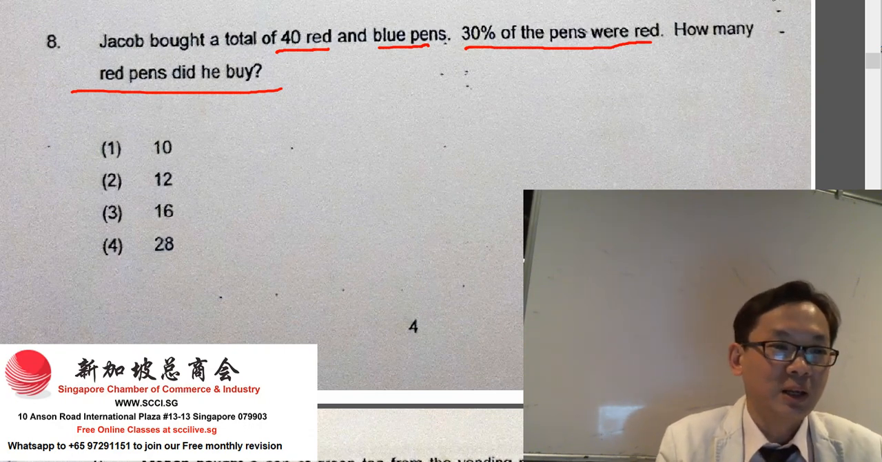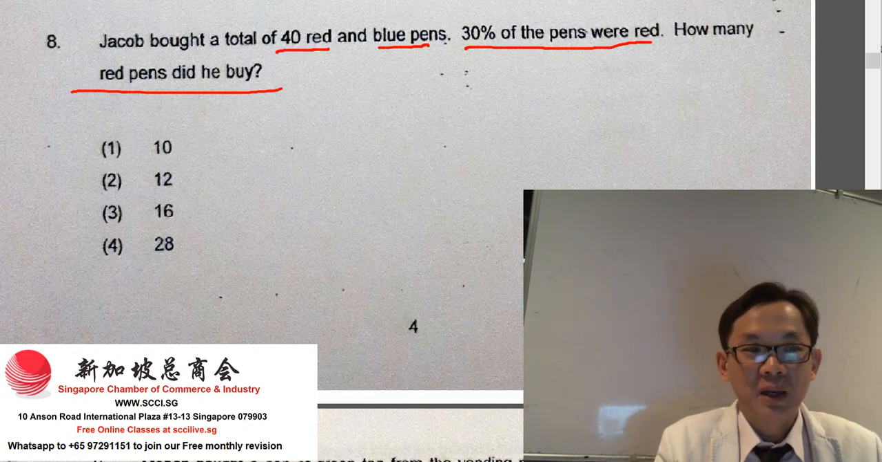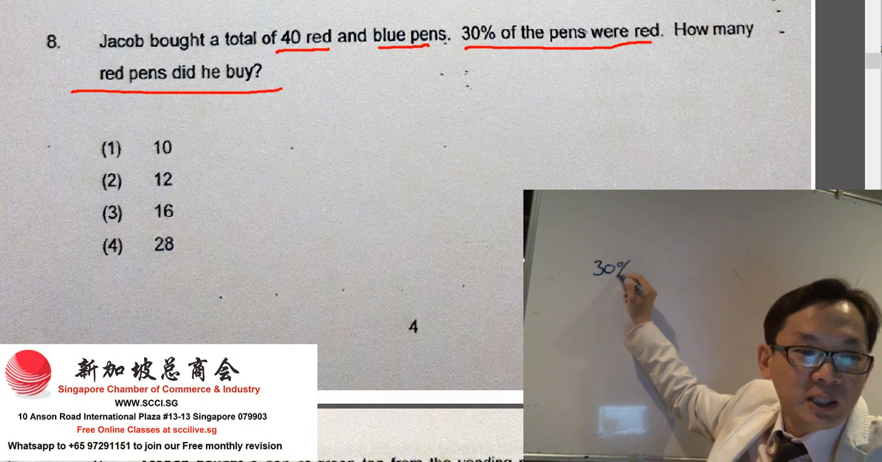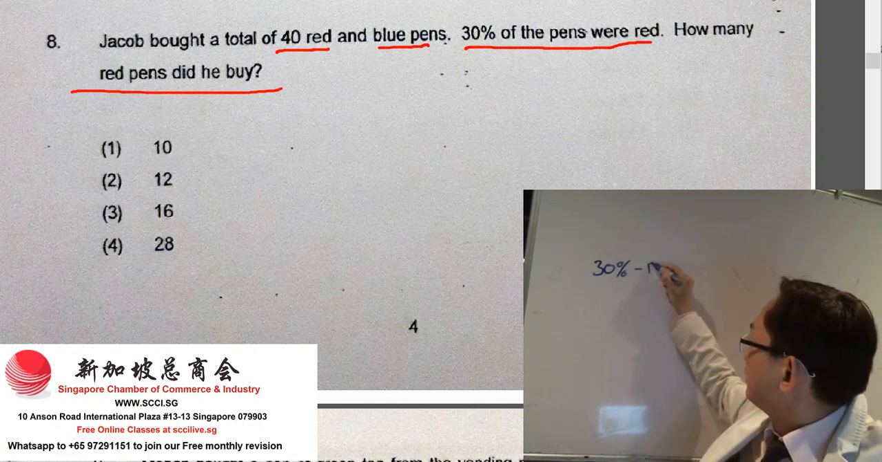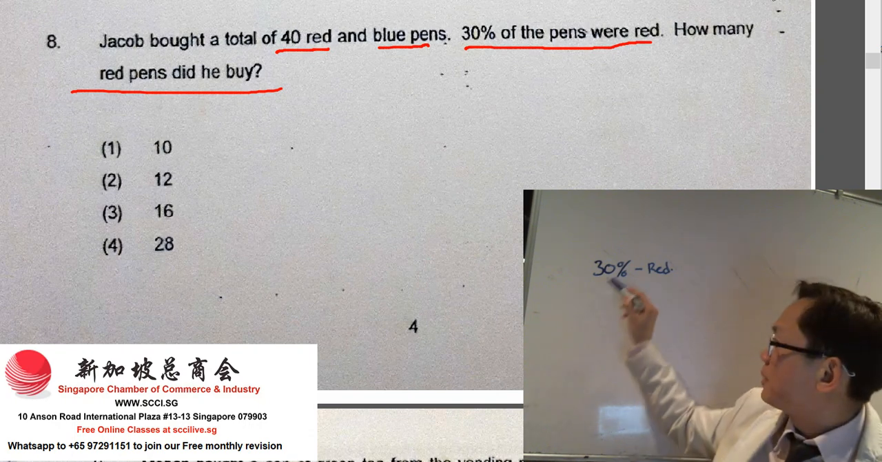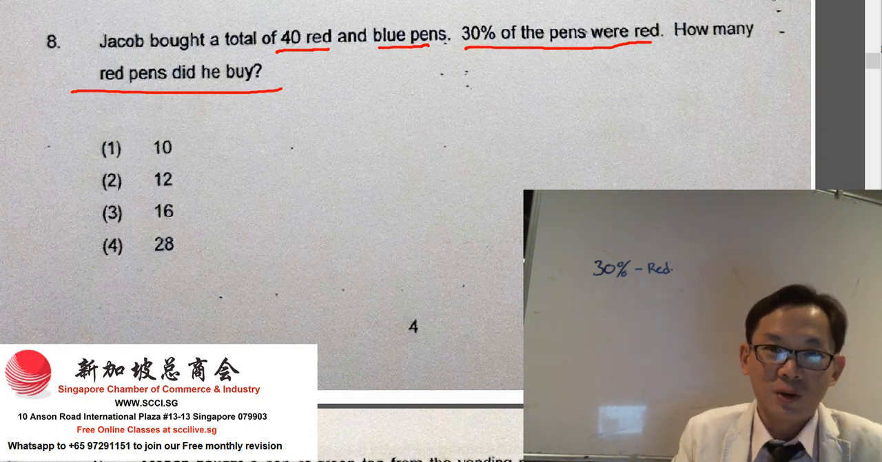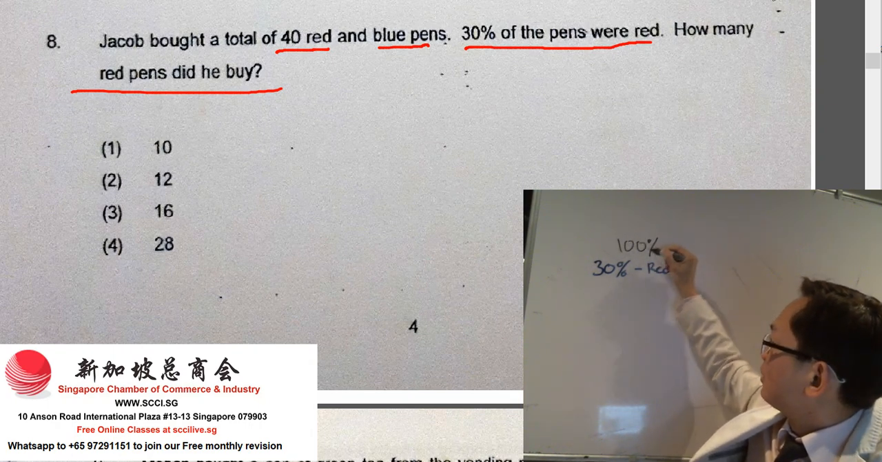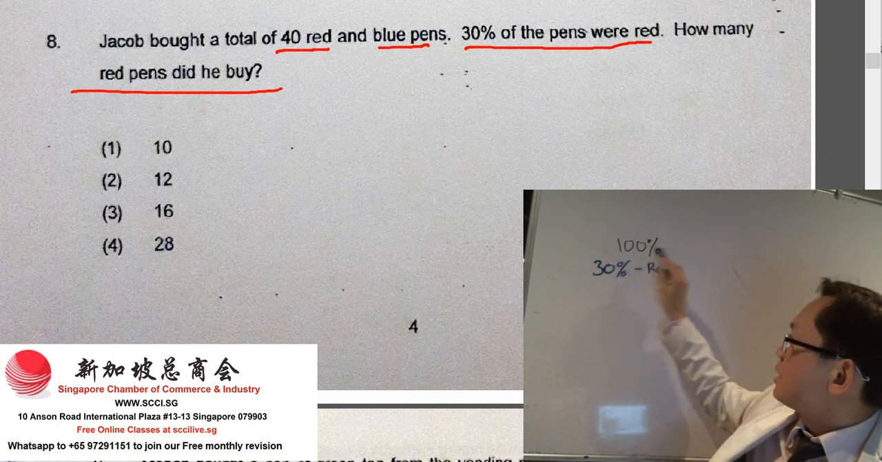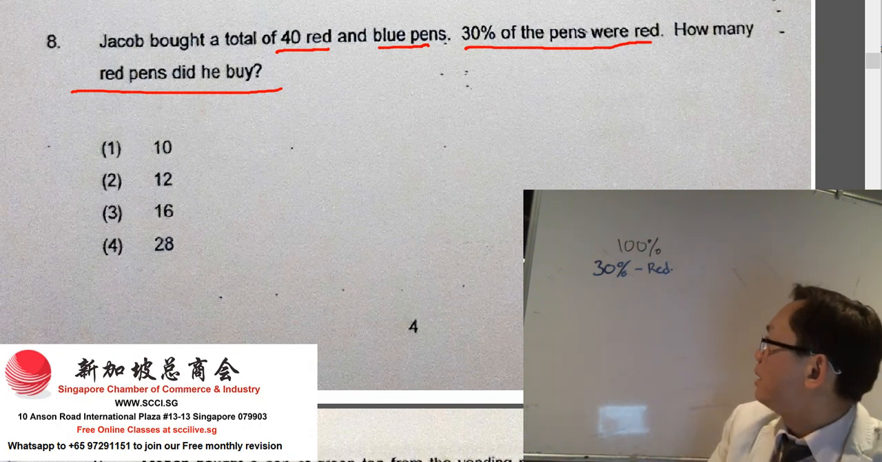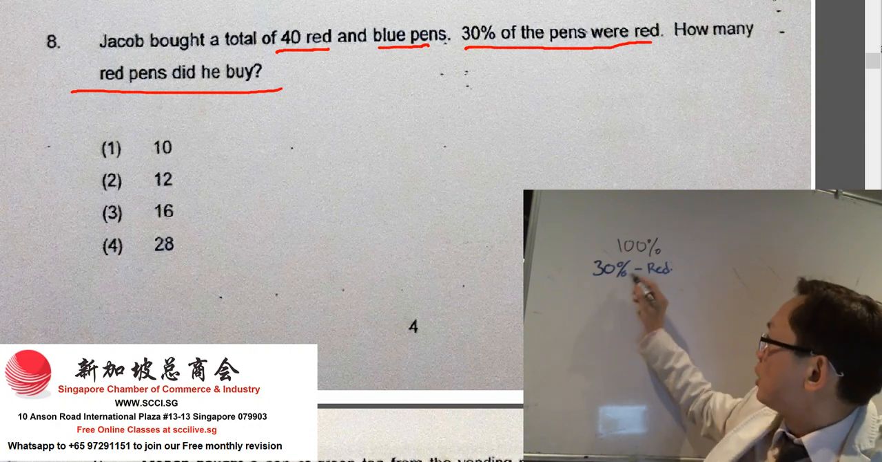Let's look at it right now. Jacob actually bought 40 red and blue pens. Now 30% are actually red pens. Remember, in terms of percentage, they're actually testing you. Remember, the total is 100%. So out of 100%, are you able to guess how many pens are there in terms of the blue pens?